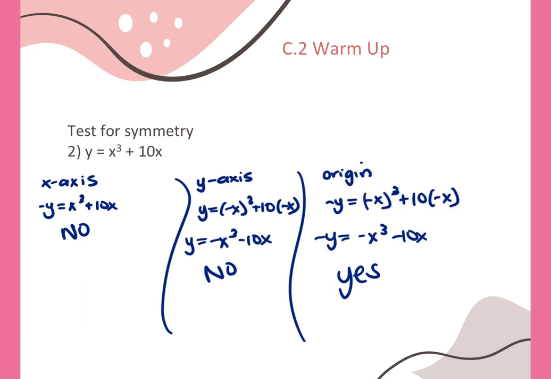The second one, if I plug in a negative y, only the y changed, so it failed the x-axis. I plug in a negative x, the values that had x's changed, but not the y, so it failed the y-axis. But when you plug in both this time, every single sign is the opposite of what it began with, and so it is symmetric to the origin.